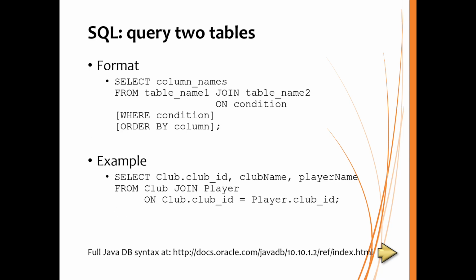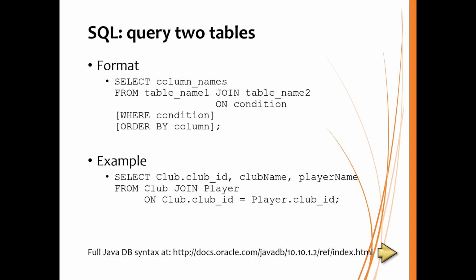So let's complicate it a bit further. We want to select data from 2 tables. So we're going to select column names from the 2 tables with join in between. So we're going to select from table name 1, join table name 2. In other words, it's going to stick together the rows from these 2 tables. And it's going to do that based on this condition. Let's take a look at the example.